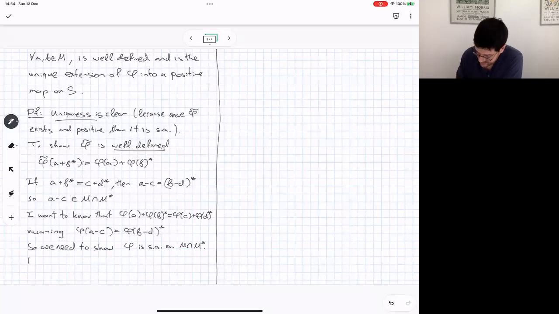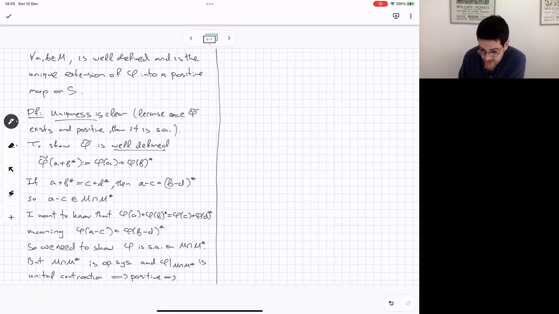But what do we know about this intersection? This intersection is an operator system. It is self-adjoint and unital. And phi restricted to this is a unital contraction. Hence positive. Hence self-adjoint. So phi twiddle is well defined.